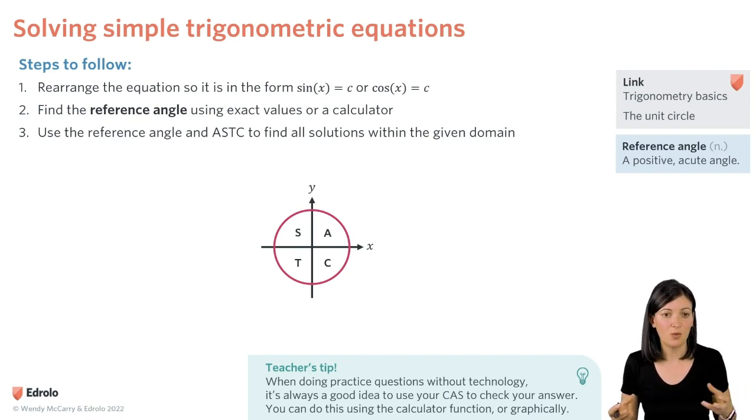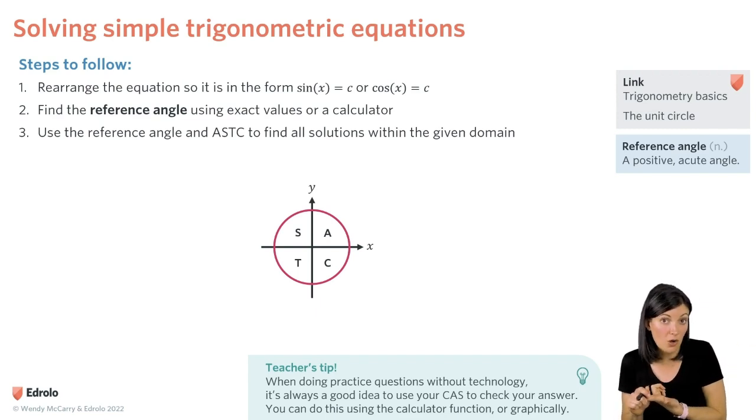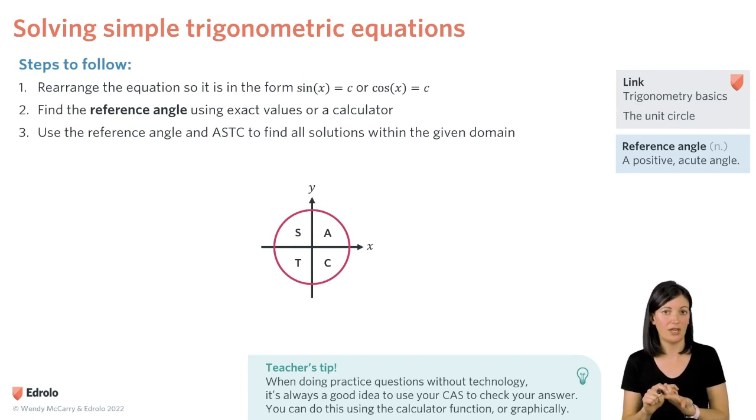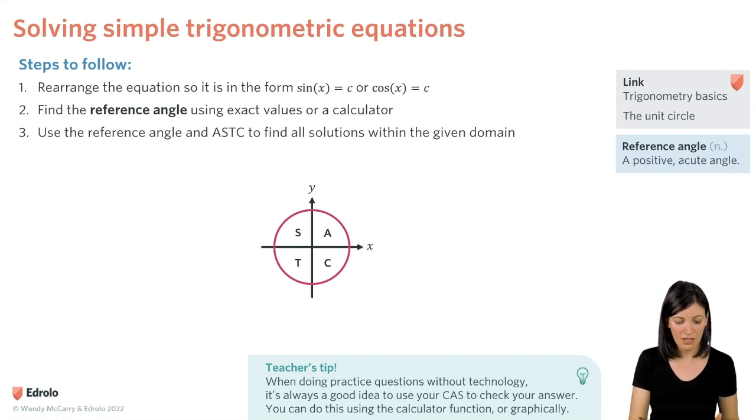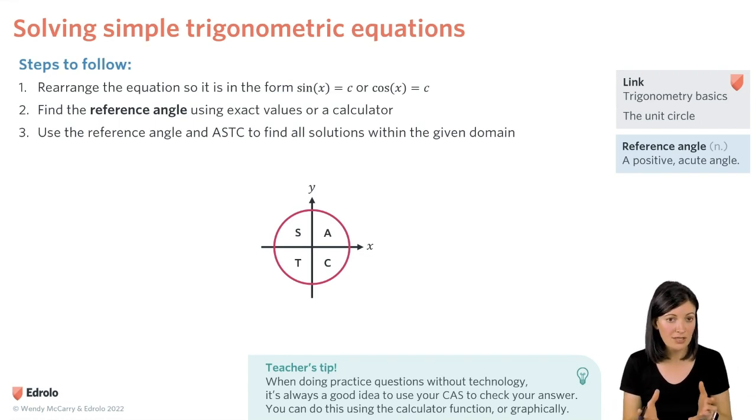Then what we do is we find what we call the reference angle, or sometimes it's called the base angle. And we're going to do this either using a calculator, or for now we're going to be doing it using our knowledge of exact values, without a calculator. Because it's obviously much harder to do it without a calculator. The reference angle is basically just your first acute angle. So a reference angle is a positive acute angle, so an angle between 0 and pi on 2 radians. Then we use that reference angle and our 4 quadrants to find all of the solutions within our given domain.